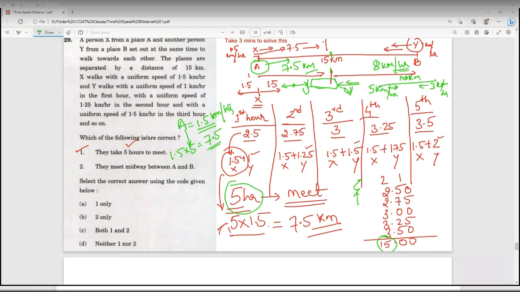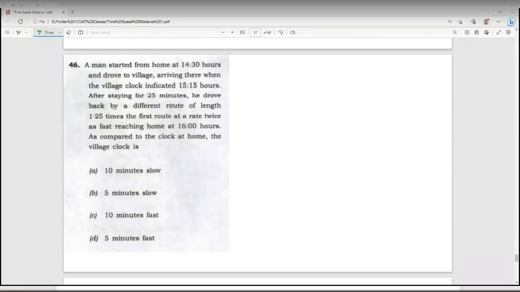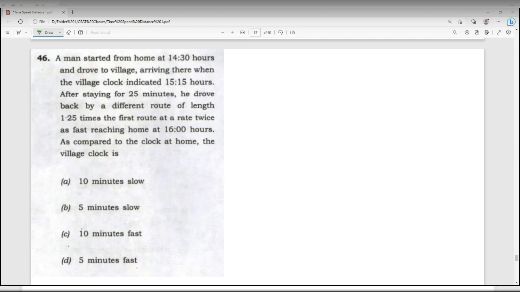If anyone has any doubt, ask, otherwise we will move to the next question. Okay, we'll move to the next question here. Please take 3 minutes to solve. Yeah, the time is up. Please select the options that you have got.